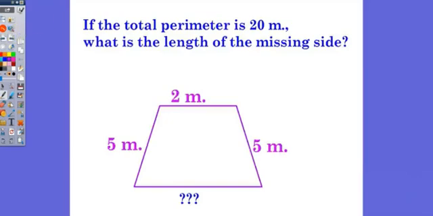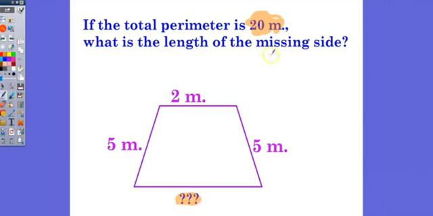Now we're going to look at a polygon and find out the length of the missing side when I know the perimeter. If I read my problem, it says if the total perimeter is 20 meters, what is the length of the missing side? So I know that the perimeter is 20 meters, and I see down here at the bottom, I have a missing side.